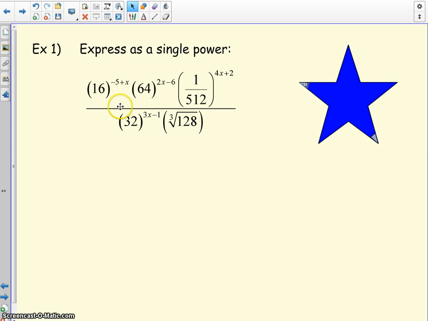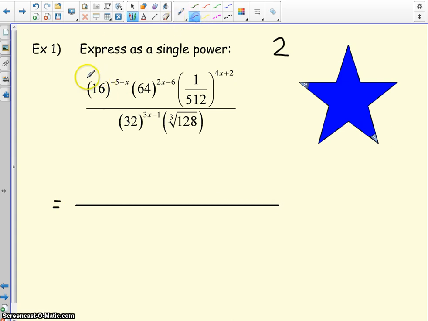Now, way back when we started looking at exponent laws, I told you to recognize certain powers because it would be helpful to rewrite them under different bases. This is where all that comes in. So you should be able to recognize by now that 16, 64, 512, 32, and 128 are all powers of 2. So I can rewrite all these bases as powers of 2. I'm going to do that step by step and see what we get.